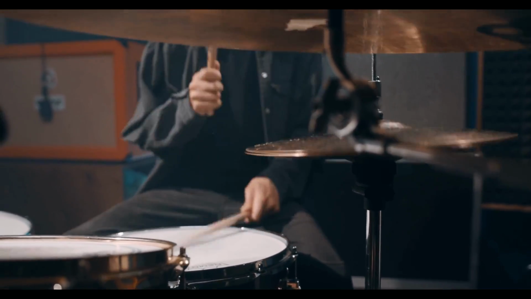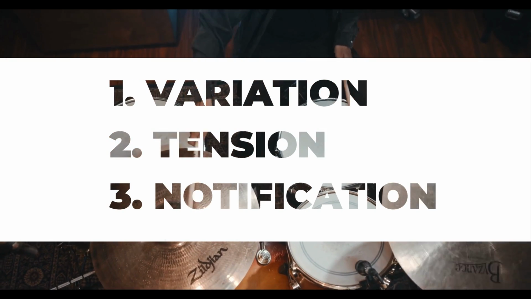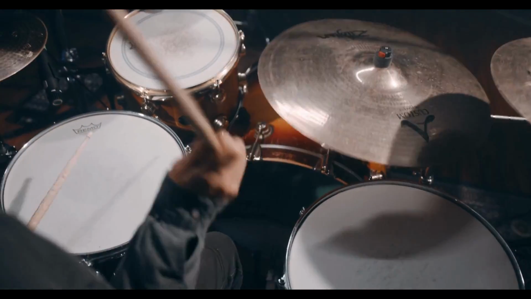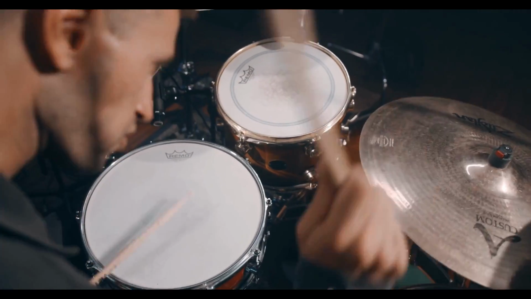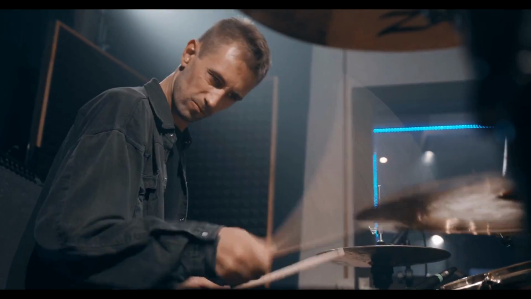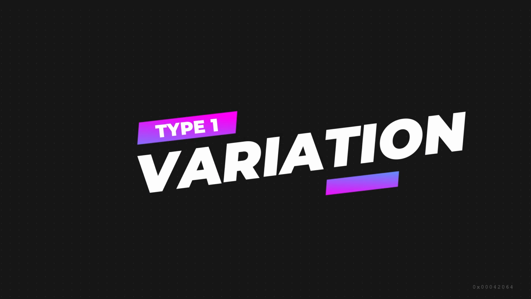All drum fills can be grouped into 3 types: variation, tension, and notification. Each type of fill has a different function. In other words, they each narrate something different to the listener. Alright, now let's jump into each type of drum fill by exploring its unique function and how to use it in your music.